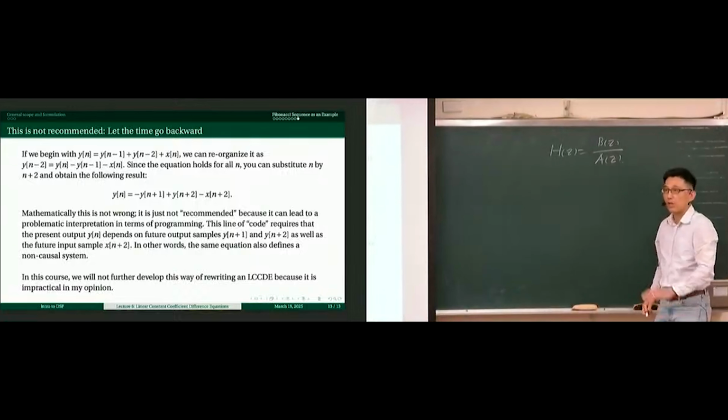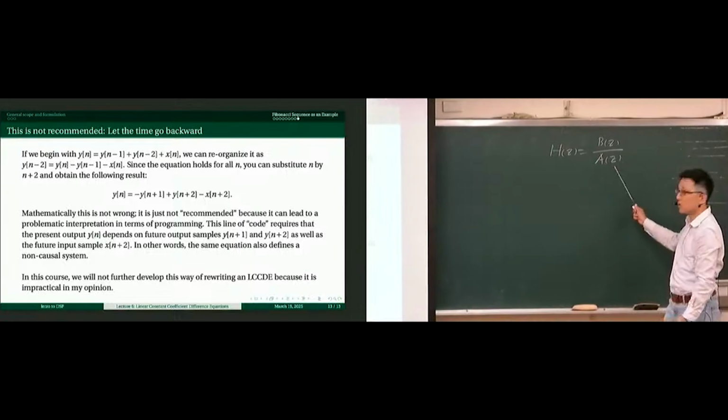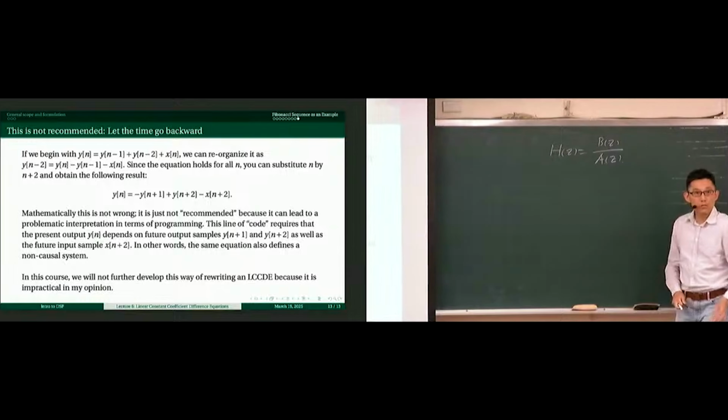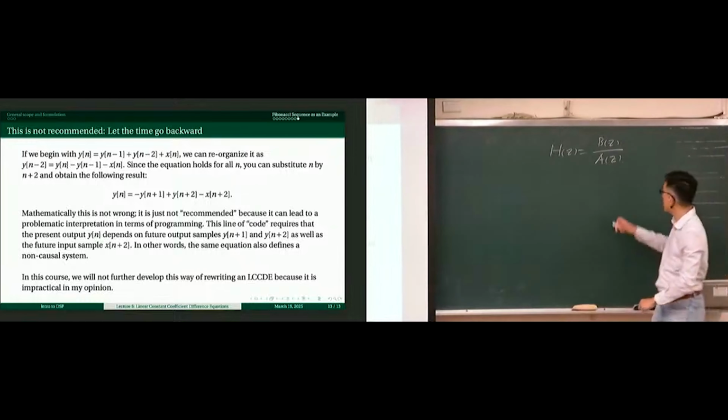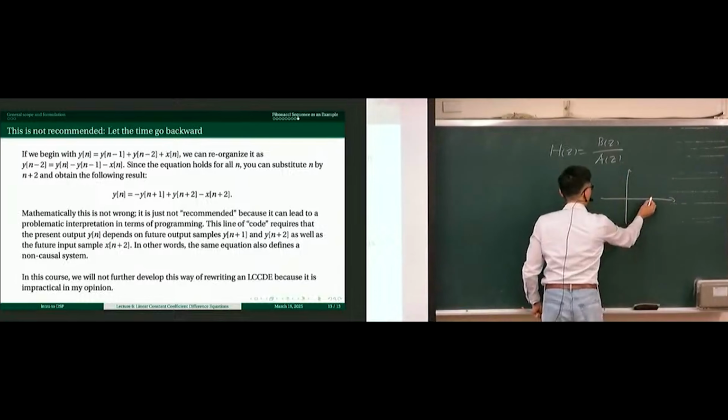The region of convergence is always outside a circle with the largest radius, where you find the pole. It is the pole which is farthest away from the origin, right? So if we don't allow time to go backward, our life is so much easier.